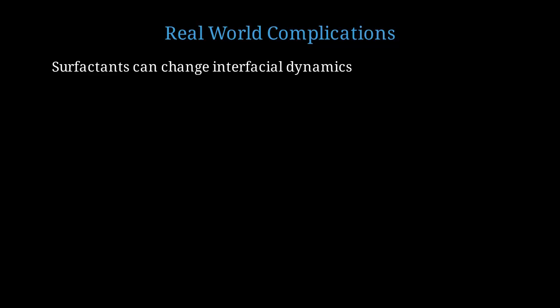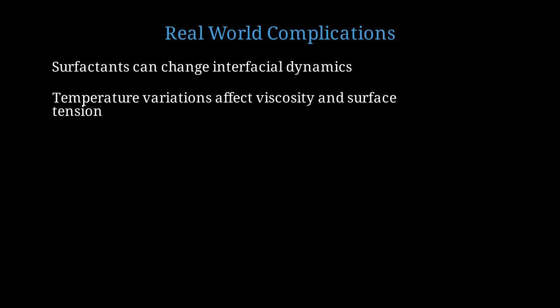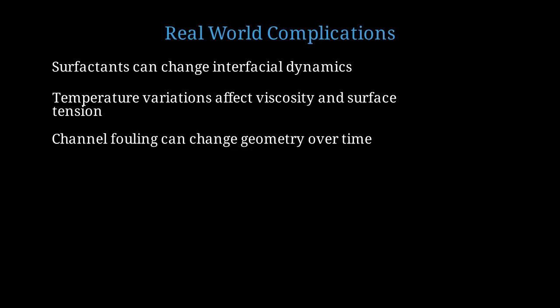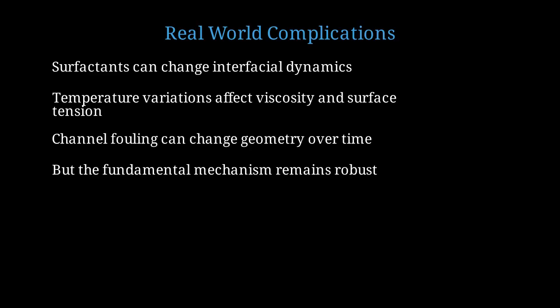Of course, real systems have complications that can affect uniformity. Surfactants at the interface can alter the surface tension dynamically and affect droplet formation. Temperature changes affect both viscosity and surface tension, potentially introducing variations. Over time, channels can foul or clog, changing the effective geometry. Despite these complications, the fundamental selection mechanism remains remarkably robust.